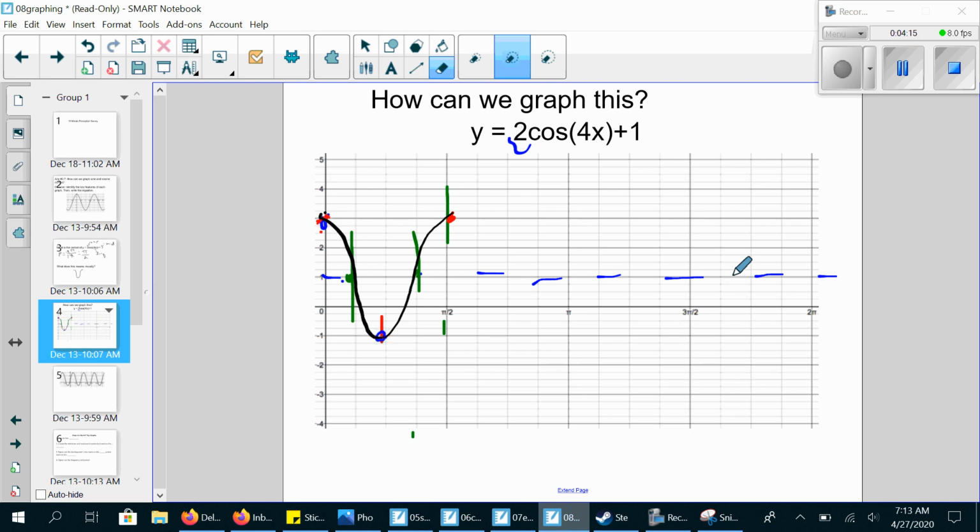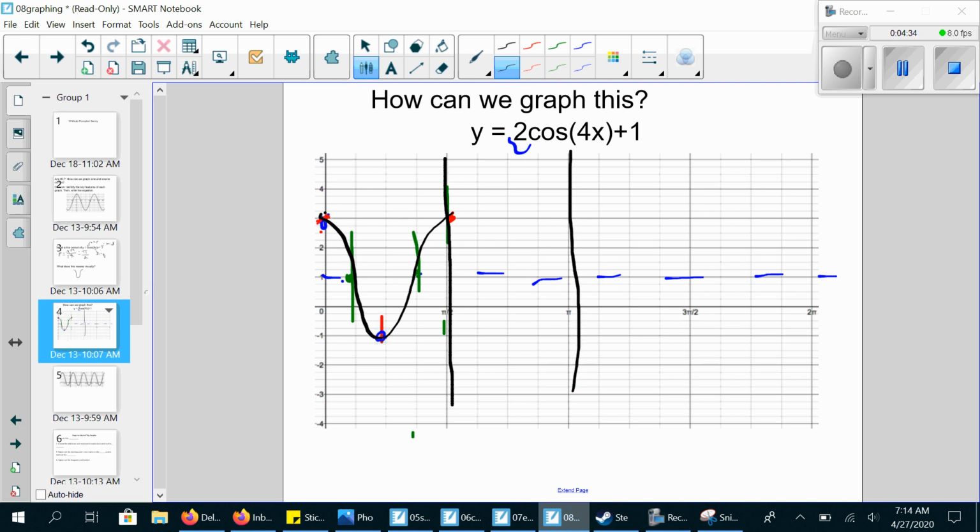You need to find those 5 accurate points anytime that you graph a trig function. And we can do it again for the next cycle. This is still going to be a period of pi over 2. So from half a pi to a full pi, that's going to be our next cycle. It is going to go in there.